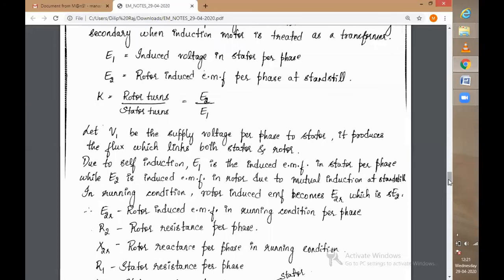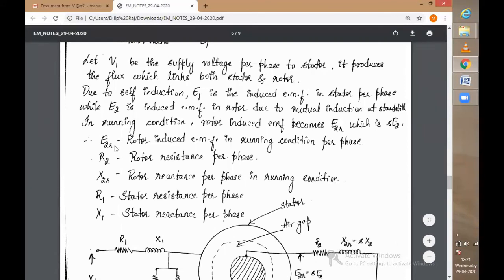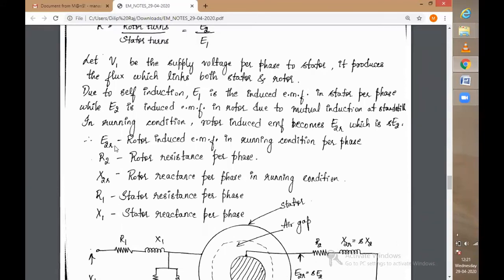Let E2R be the rotor induced EMF in running condition. We know that the rotor EMF changes with respect to the value of slip, and in turn with respect to the value of speed. So E2 is the EMF induced that stands still in rotor, whereas E2R is the EMF induced in rotor under running condition.